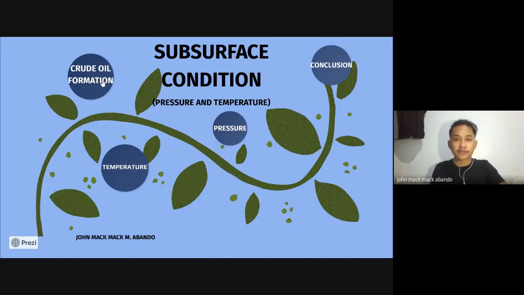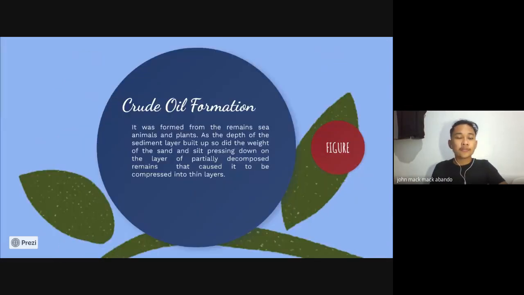Let us begin with the crude oil formation. The formation of crude oil comes from the remains of animals and plants that are buried at a depth where a sediment layer is built up. It is also where pressure and temperature come in, decomposing the remains and compressing them in order to become a layer.